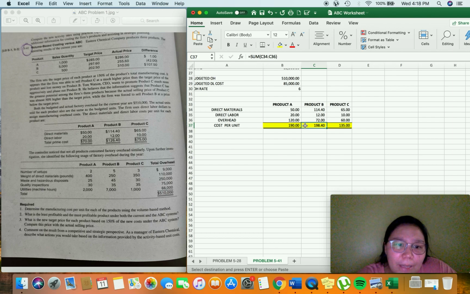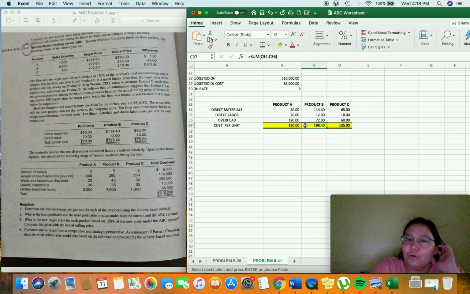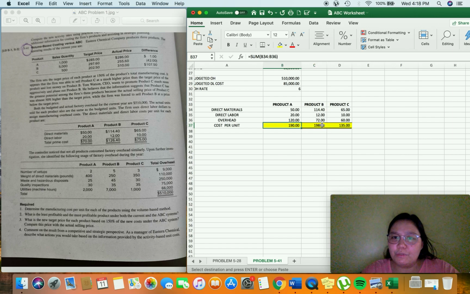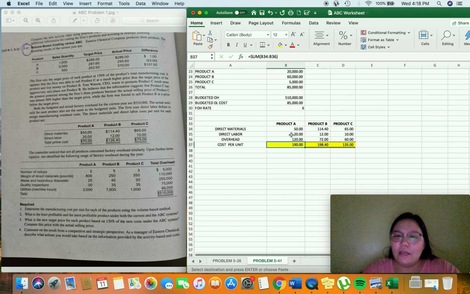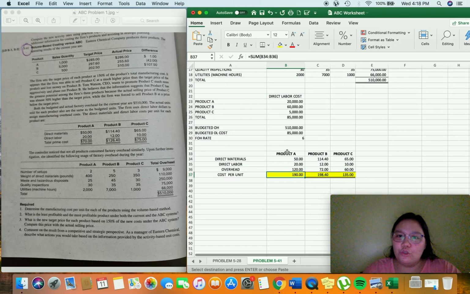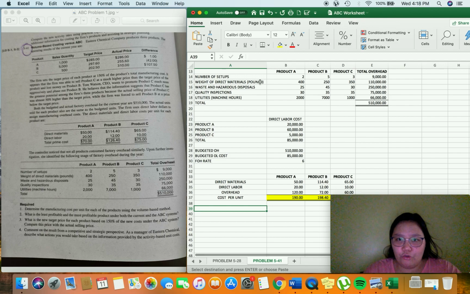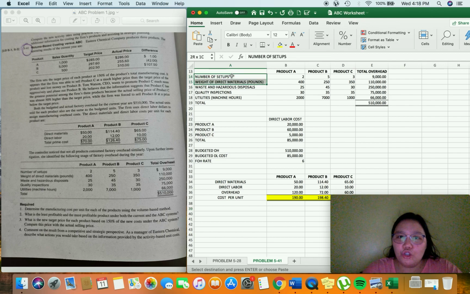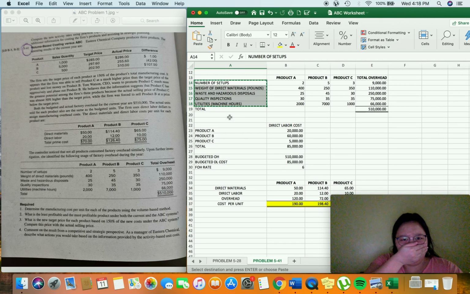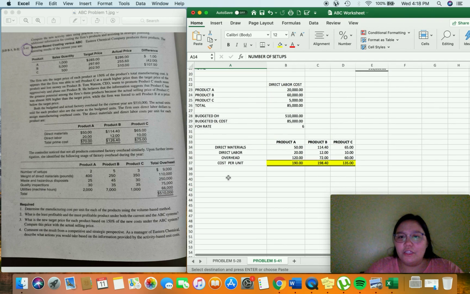Now, we proceed to the second requirement. What is the least profitable and the most profitable product under both the current and the ABC system? Since we already have our cost per unit under volume-based, the next thing we're going to do is compute the cost per unit under activity-based costing. Again, these are the cost pools: number of setups, weight of direct materials, waste and hazardous disposals, and quality inspections.